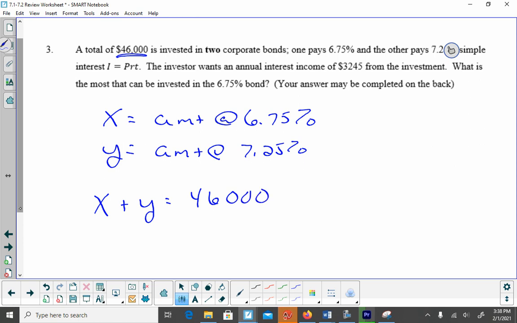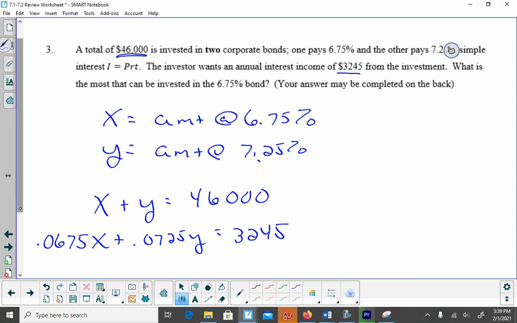The next line is going to deal with the interest. To find the interest that I'm making on the money in the account at 6.75, I'm going to take 0.0675, because that's changing the percent to a decimal, times x. And then the amount of money that I'm going to make on the money at 7.25 is going to be 0.0725y. And the amount of interest I want is 3,245.